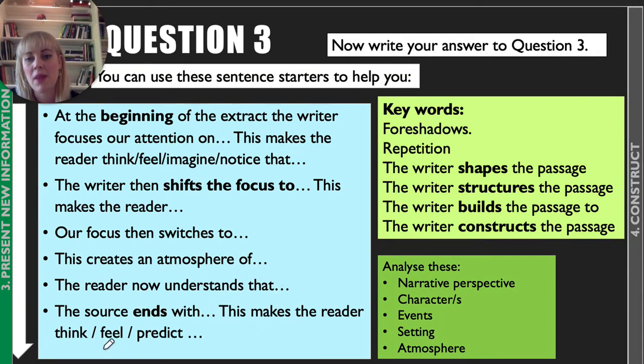And this makes the reader think, feel, or predict. You're going to choose the word that you think fits best. Think or feel or predict what you think will happen. Okay, so what do you think this makes the reader think, feel, or predict? Have a go at answering that one now.